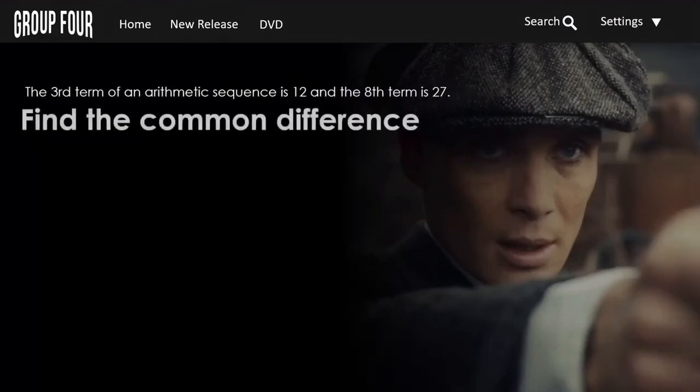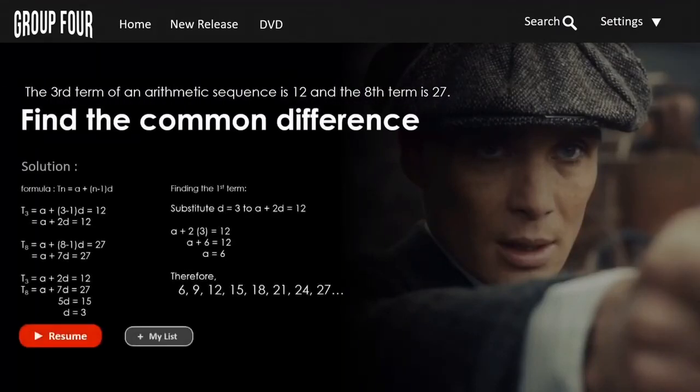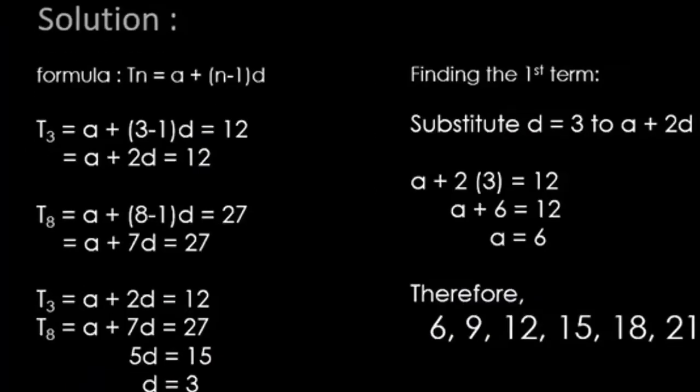So this is a second example. The third term of an arithmetic sequence is 12, and the eighth term is 27. We know the third and the eighth term, so first we're going to find the common difference. The formula we'll be using is Tn equals a plus n minus 1 d. So first, let's solve the third term. That will be t3 equals a plus 3 minus 1 d equals 12.